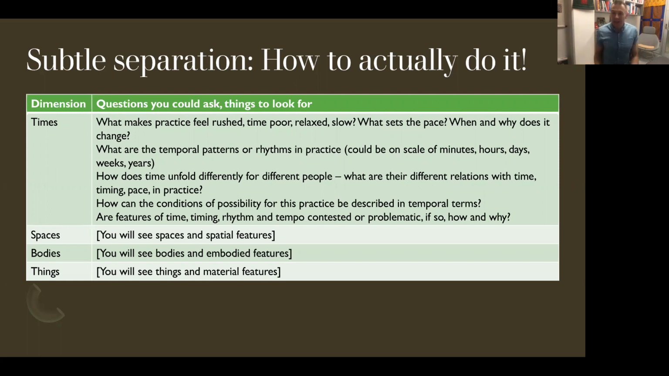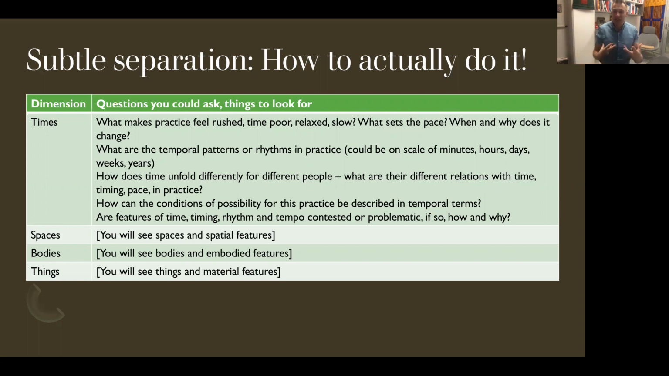What sets the pace of practices? When and why does the pace change? You could ask, what are the temporal patterns or rhythms in practice? And that could be on the scale of minutes, hours, days, weeks, and years. You could ask, how does time unfold or get enacted differently for different people?